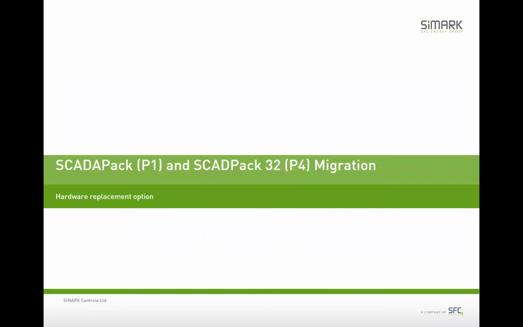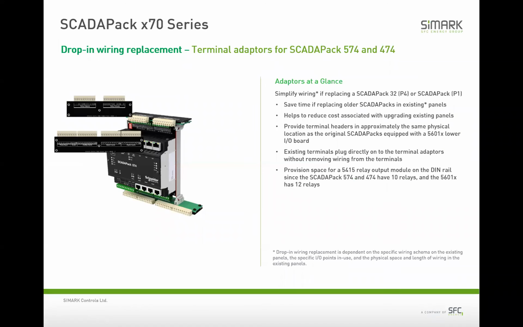For existing SCADAPack and SCADAPack 32 users that might want to migrate, we helped a water utility in California migrate a lot of their older SCADAPacks to the new generation by using these terminal kits. So the terminal kit, this connector here, was attached to the old SCADAPack. It was pulled off the old SCADAPack, complete with the wiring, and then slid on top of the terminal adapter, and then the terminal adapter was attached to the RTU.